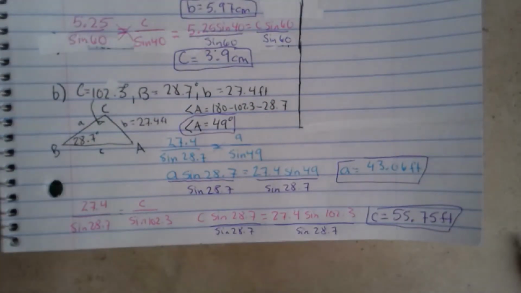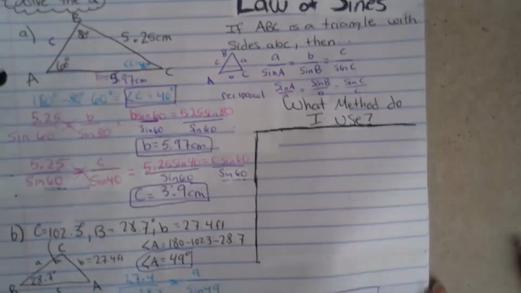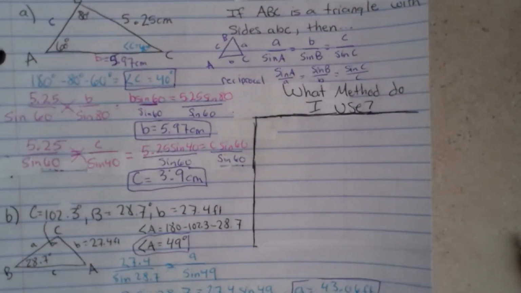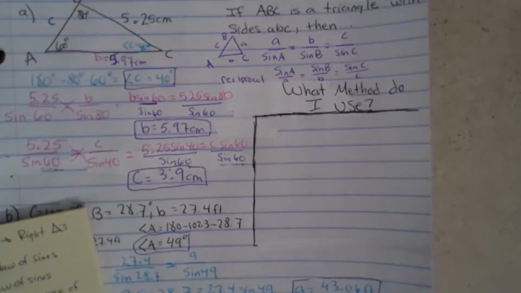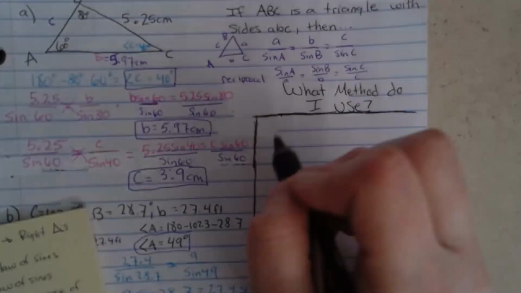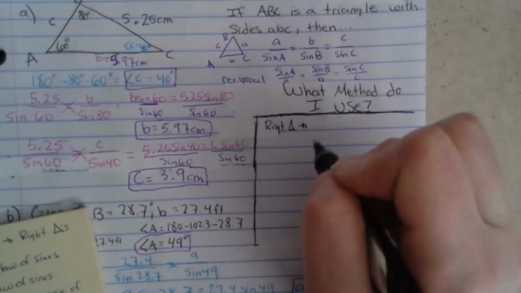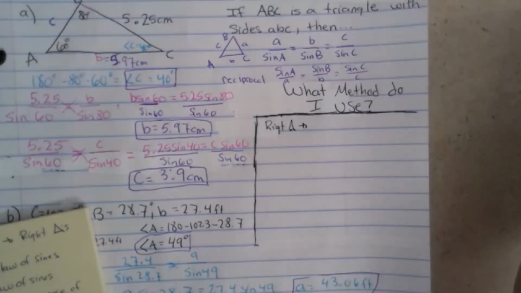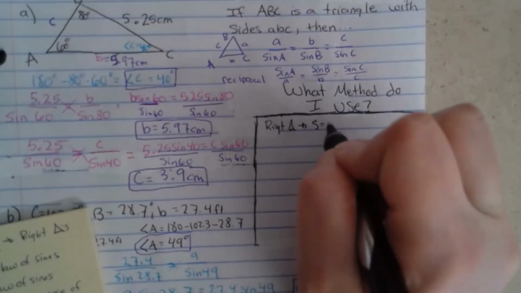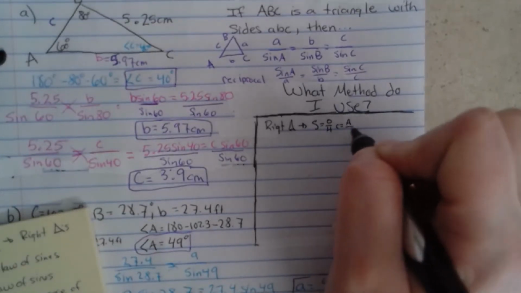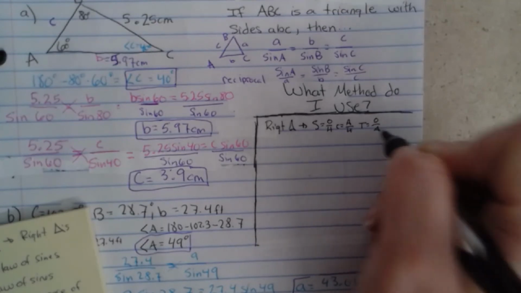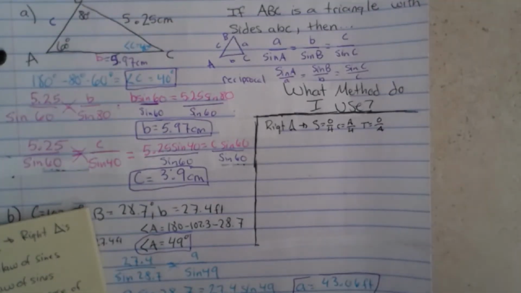Okay, so looking at this, what method do I use? There's going to be several different types of triangles. We just barely started. The way we look at what method we use is based on what we are given. So if we have a right triangle, we are going to use SOHCAHTOA. We're going to use sine, cosine, tangent, which we're pretty comfortable with.